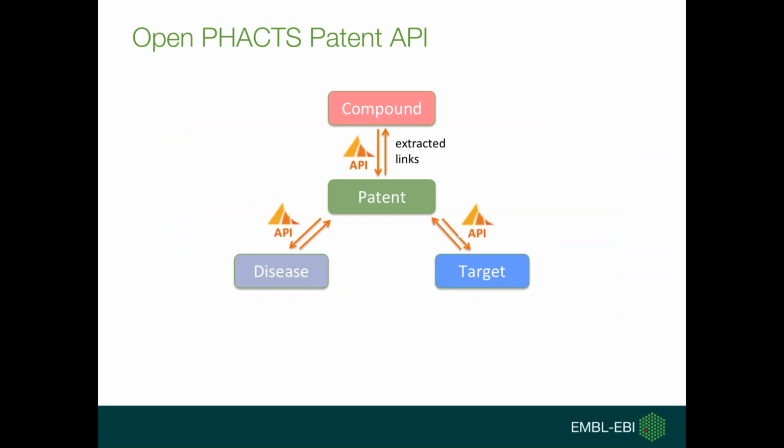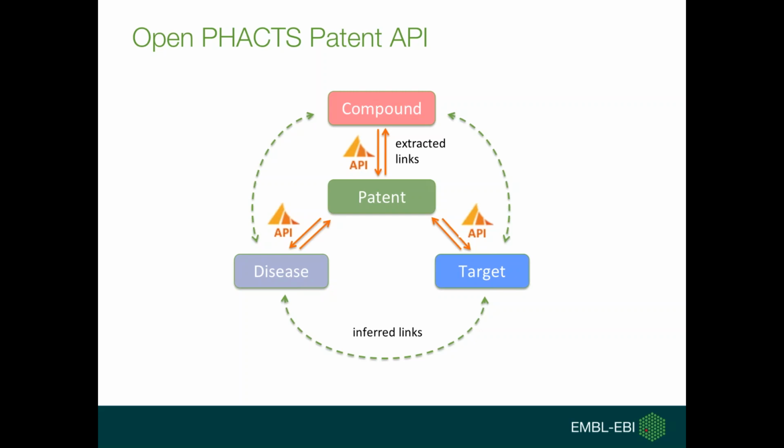But what is perhaps more important is that once you do that, you can start inferring links among these three entity types. So for example, you can start with a compound and then you can fetch all the patents for this compound, and then from these patents you can fetch all the targets, and then you can create links between this compound and the targets that you find.